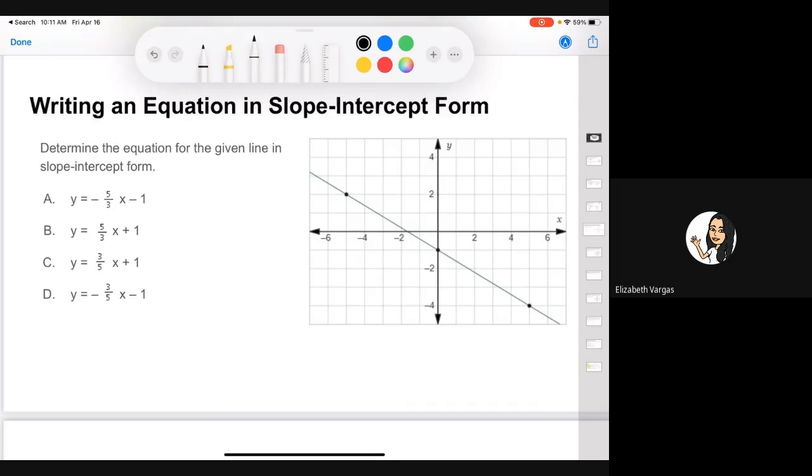The first one, again, like we discussed, I can do rise over run. So 1, 2, 3. 1, 2, 3, 4, 5. This is a -3, 5. So I'm going to get -3 over 5 as my slope. So I can solve it like that. Or I can do my slope form. M is equal to y2 minus y1 over x2 minus x1.